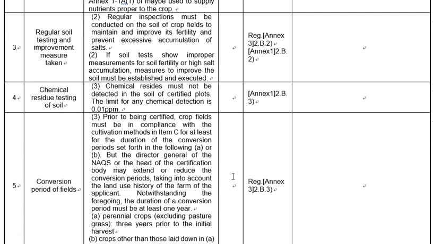Okay, number 3, regular soil testing and improvement measure taken. This is another kind of soil testing. This is about soil nutrition testing. The Korean certification regulation requires regular soil nutrition testing. So regular inspections must be conducted on the soil of the crop field to maintain and improve its fertility and prevent excessive accumulation of salt.